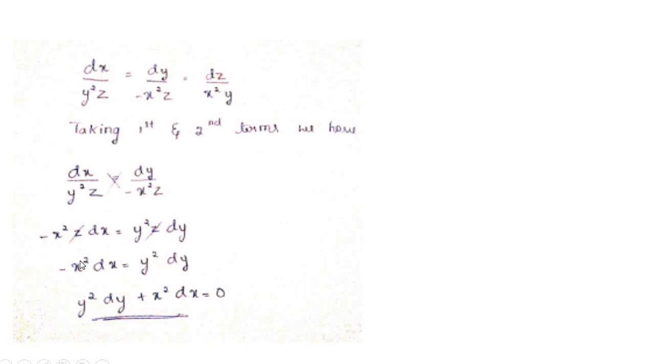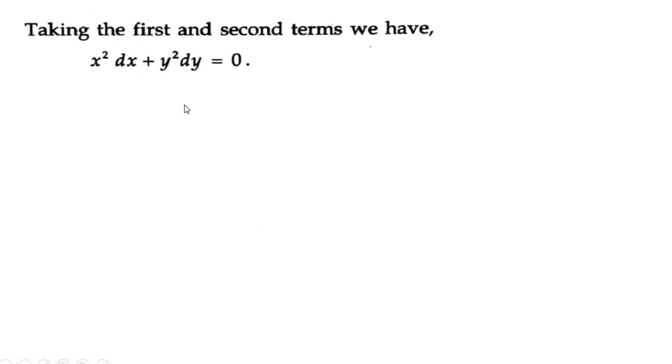So before integrating it, take minus x square dx to the other side. That will be plus x square dx. You have to take it because you have to write it in the form of u comma v. We need to find what is that u, right? So I'll take minus x square dx to the other side. So you get y square dy plus x square dx equal to 0. That is what has been shown here.